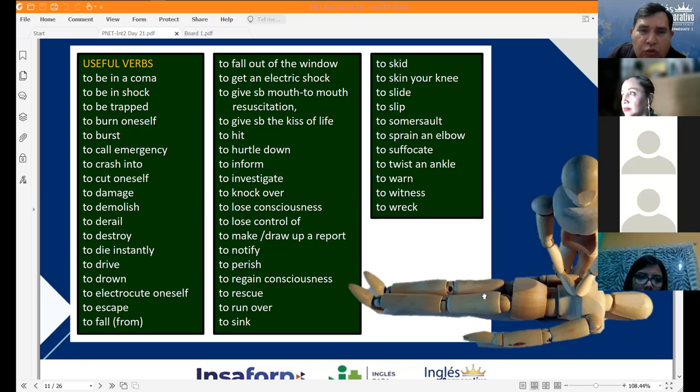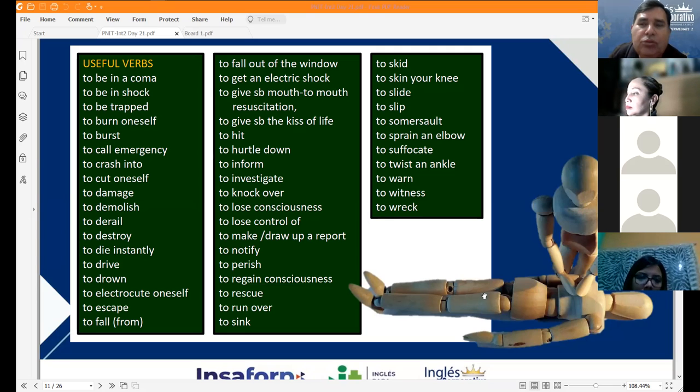To slip, you are running and the place is wet and you slip. To somersault means that you take a jump to avoid being hit or to avoid any obstacle, right? Somersault is a jump and a twist motion forward or backwards, okay? But the thing is that you stay away and you are protected. To sprain an elbow, to suffocate, to twist an ankle, to warn, to witness, and to wreck.